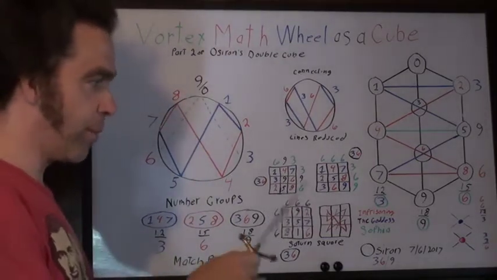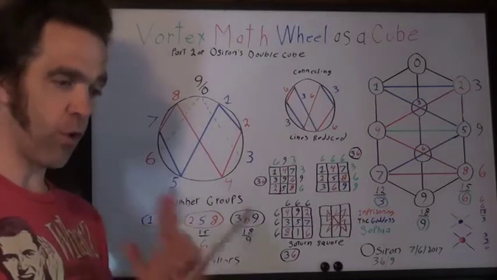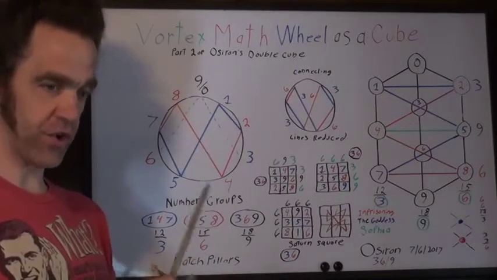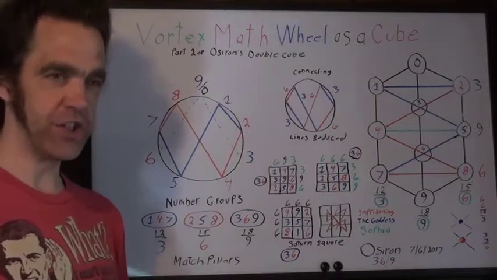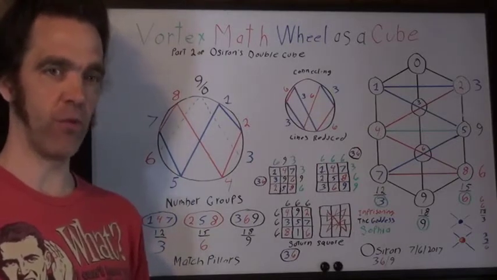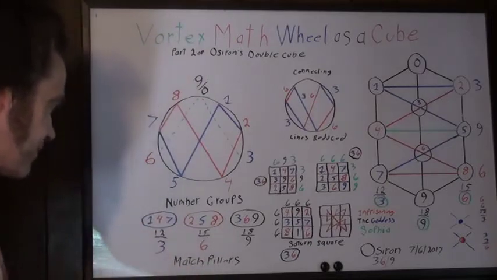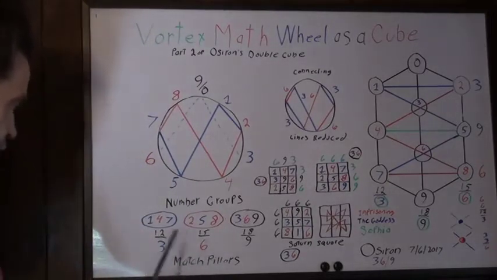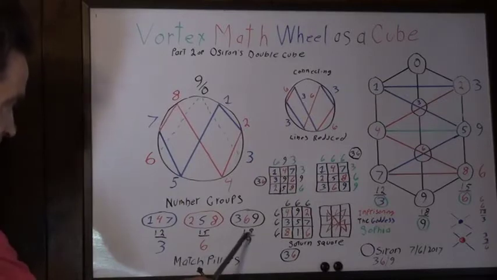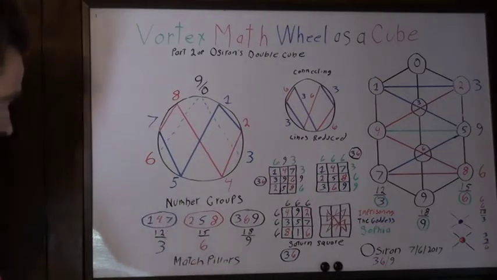So if you go backwards 6 spaces, it will go forward. If you go forward 6 spaces, it goes backwards. And this could be the shearing effect that they're talking about in more advanced vortex math. But that's what the number groups mean. And those number groups reduce to 12, 15, and 18, and then finally 3, 6, and then 9. So that's what those mean by the number groups.